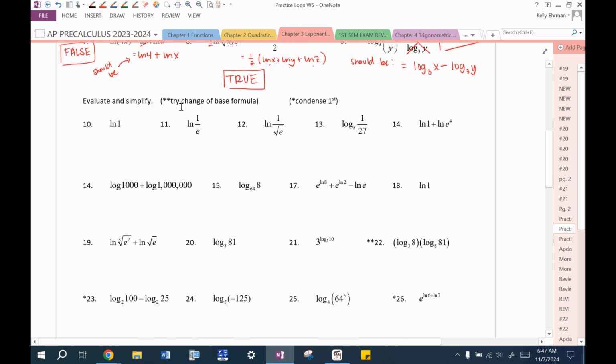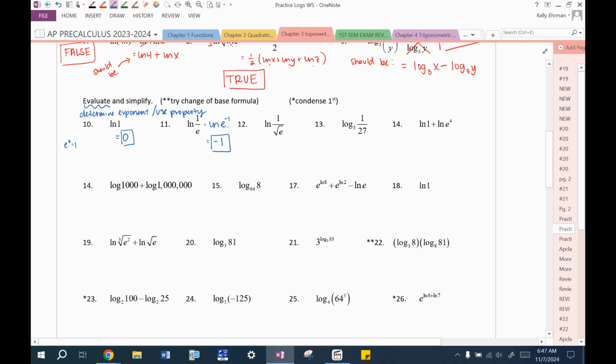Evaluate and simplify. For the problem that I have 2 little stars next to, try the change of base formula. We'll talk about that in a minute, or I'll remind you what that is in a minute, I should say. And then 1 star is condense first. So these are evaluate problems. So let's see. Natural log of 1. Remember, evaluate means determine the exponent in most of these cases, or sometimes it means use a property. So natural log of 1 we should know is 0, and that's because e to the 0 equals 1. This is the same as natural log of e to the negative 1, so the answer is negative 1.